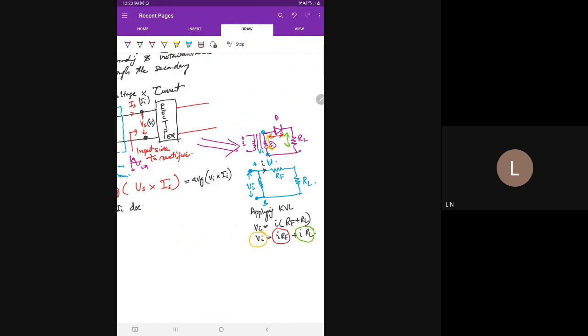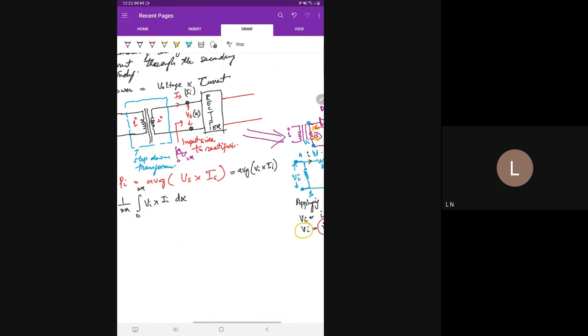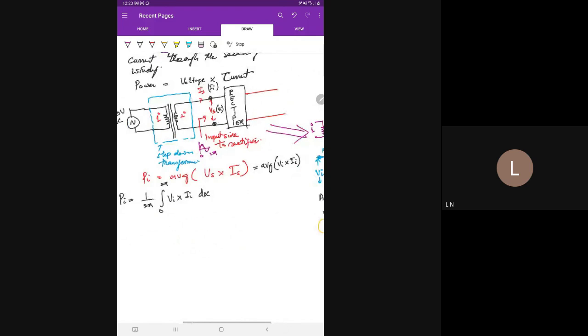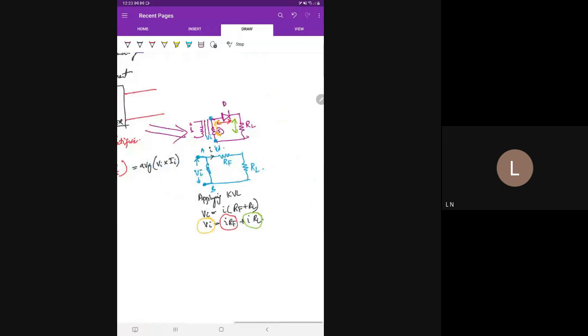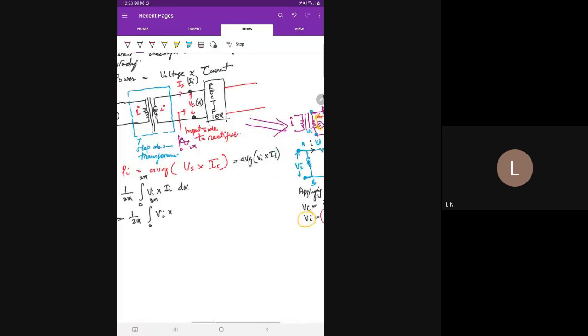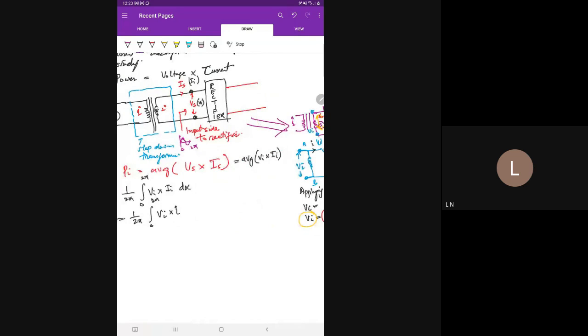So therefore we can write down P input is equal to 1 by 2 pi integral 0 to 2 pi Vi into I input d alpha. And this can be written as integration 0 to 2 pi Vi into I, because here in this circuit we have current I. Then you have d alpha.